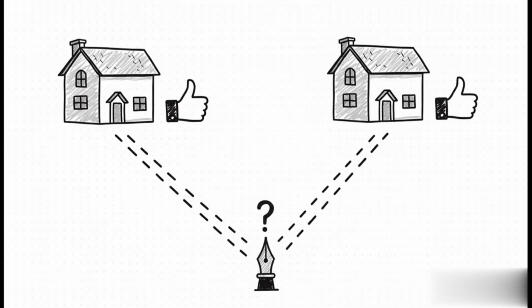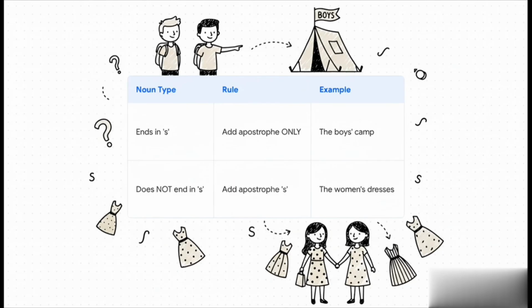But what if a name already ends in S? Like Jones. This is a classic grammar puzzle, isn't it? Well, here's the thing. A lot of the time, both Jones's house and Jones' house are actually considered correct. The most important thing, and what our source material points out, is to just pick a style and be consistent. That's what really matters.